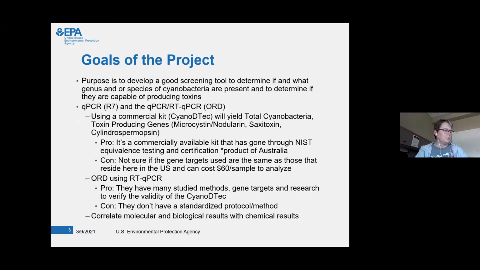Goals of the project really were to develop a good screening tool to determine what genus or species of cyanobacteria are present, and then to determine if they're capable of producing toxins. We used a commercial kit here in the region to do this work. And then, like I said, Dr. Liu used qPCR there in Cincinnati to do the qPCR work that I'm presenting here. And then we really wanted to correlate the molecular and biological results with chemical results that we had.